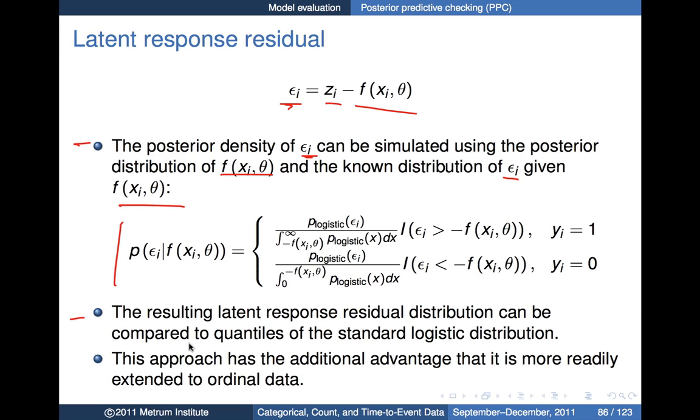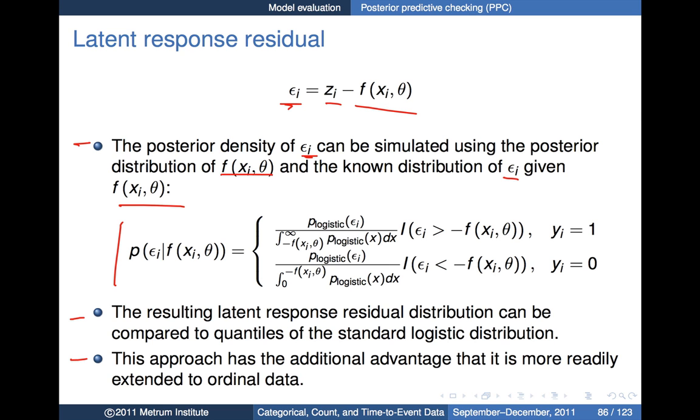And that's what I was saying here. The resulting latent response residual then can be compared to the quantiles of the standard logistic distribution. Another advantage to this approach is that it's more readily extended to ordinal data, which we'll be talking about in a little bit. So it's a more generalizable approach if we go to the latent response residual.